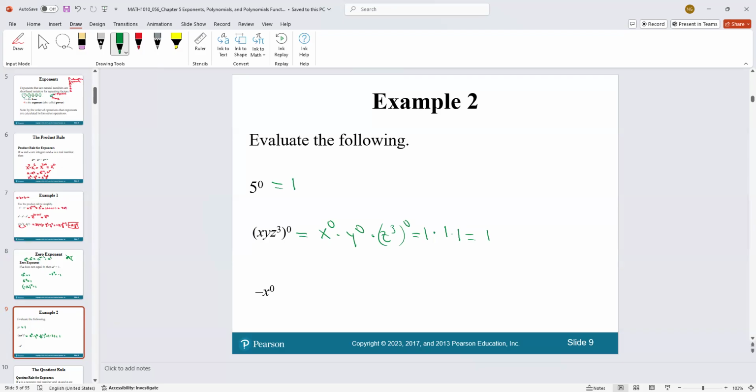Now, as we said, if you have this one, it's like you have x power 0. You see the negative is outside, and x power 0 is 1, right? So that gives you negative 1.